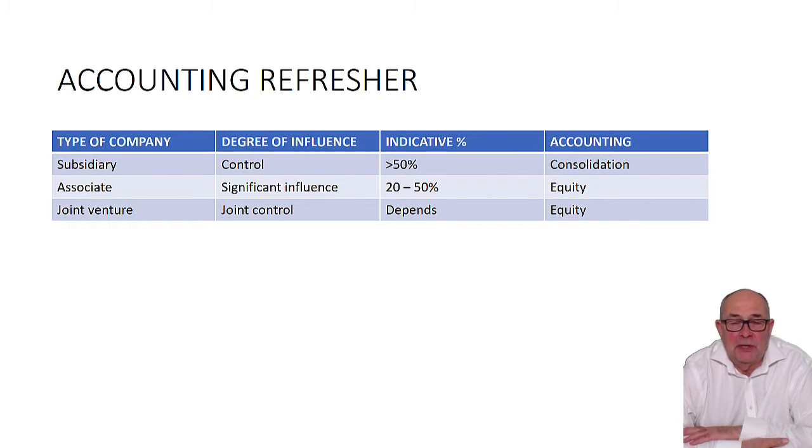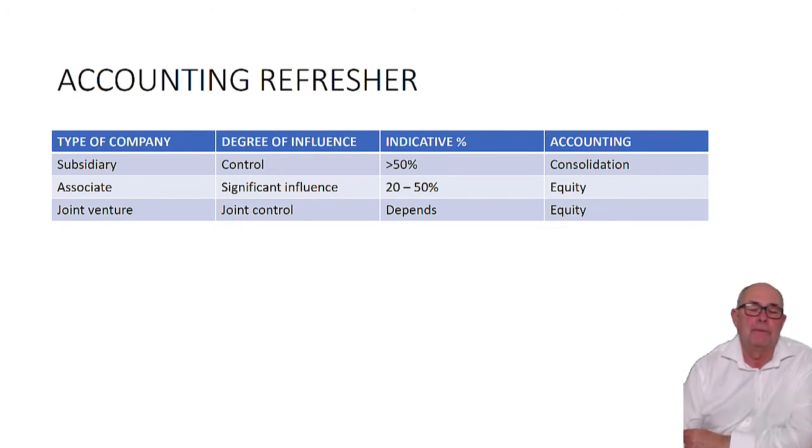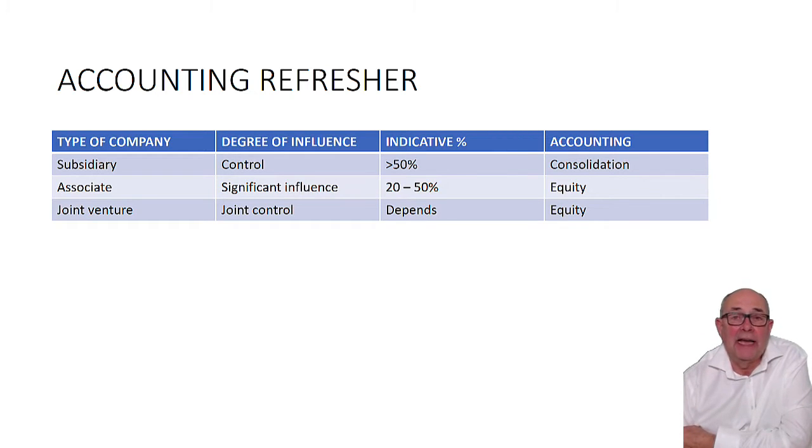There might be a subsidiary where there is control, which is often where the parent's got more than 50% of the shares. In that case, the method of accounting, remember, is consolidation. So we add together the individual assets and liabilities, income and expenditure, and we calculate goodwill and NCI if we're not 100% parent.